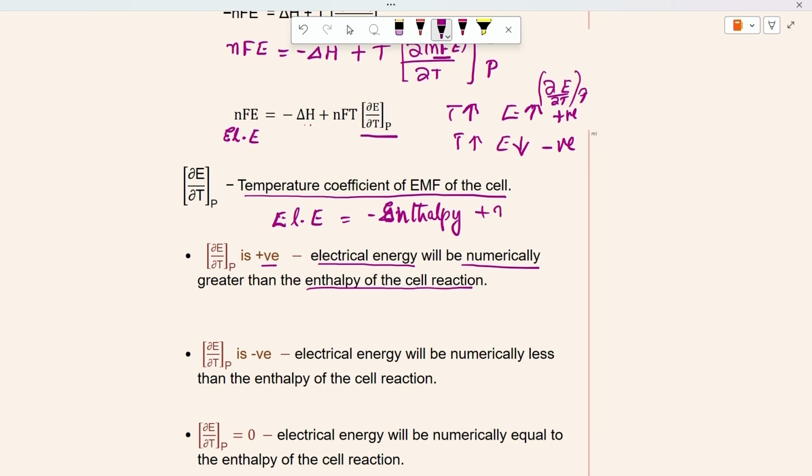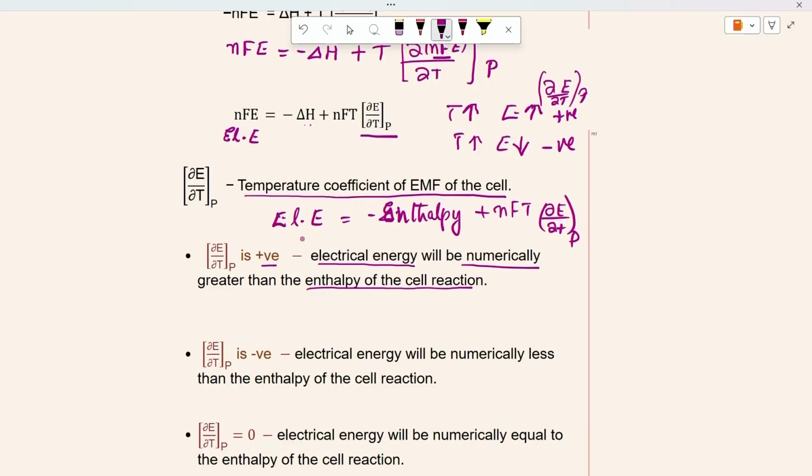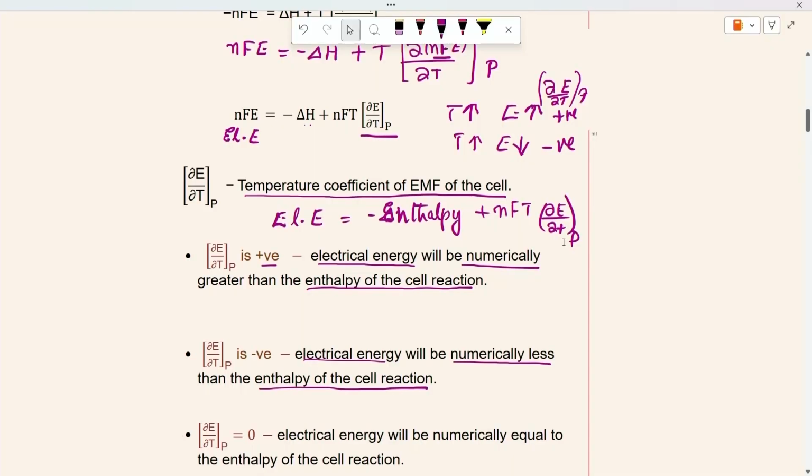And here we have a factor nFT, and this is the temperature coefficient ∂E/∂T at constant pressure. Now, when this is negative, this term will be negative. That means from enthalpy I will have to subtract something, only then will it be equal to electrical energy, or you can say enthalpy will be numerically greater than electrical energy. So, electrical energy will be numerically less than the enthalpy of the cell reaction. Now, if both are equal, that is when ∂E/∂T is equal to 0, you have electrical energy exactly equal to the enthalpy of the cell reaction.